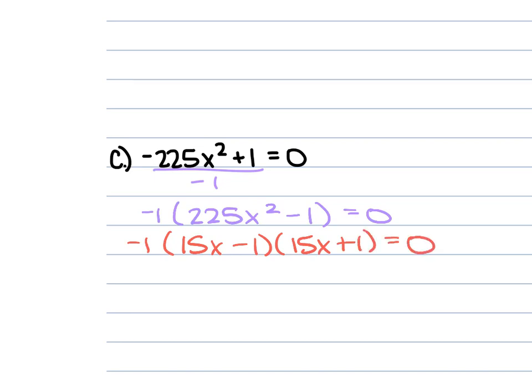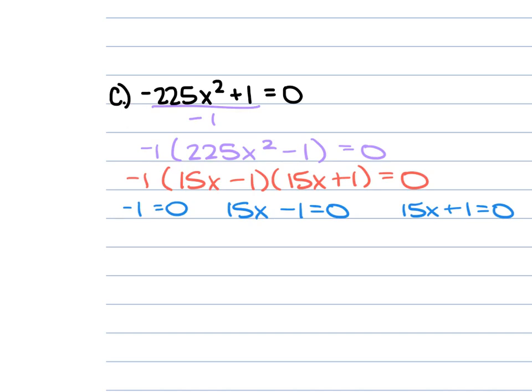Set both of these equal to 0. We have negative 1 is equal to 0. We have 15x minus 1 is equal to 0. And 15x plus 1 is equal to 0. The negative 1 is equal to 0 is not a true statement, so we're going to cancel that out. The 15x minus 1, add 1 to both sides. We have 15x is equal to 1. Then divide each side by 15. We have that x is equal to 1 over 15.